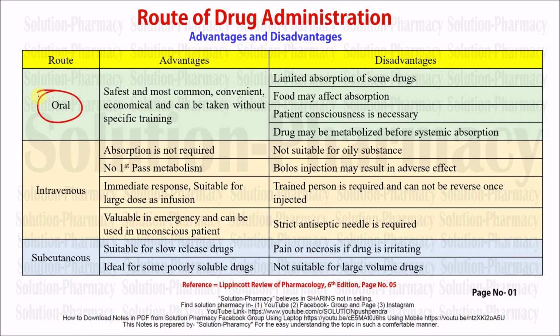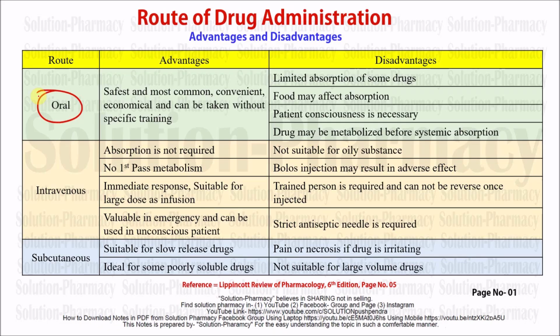Now coming to the disadvantage or limitation: limited absorption of some drugs. There are so many drugs whose chemical constituents are variable. Few of them are less water soluble, few are rapidly soluble, and few are freely soluble, that means water soluble. So depending upon the solubility of the drug, the selection of the oral route may vary from drug to drug. There are a few drugs which are not absorbed via this route of administration.